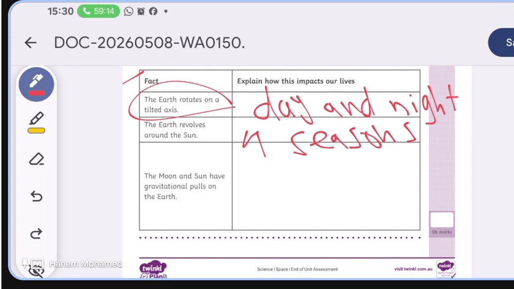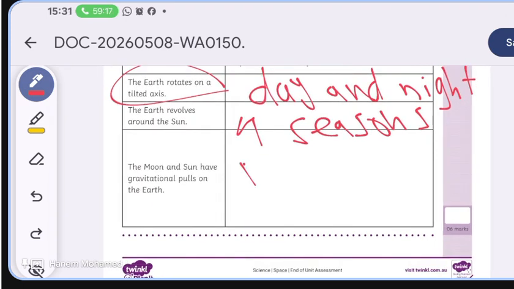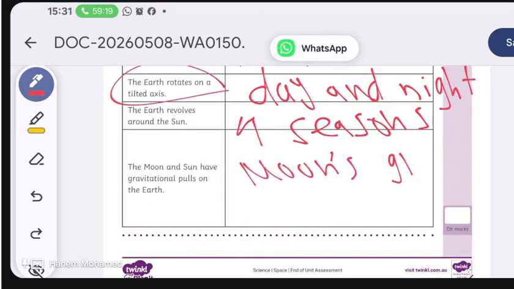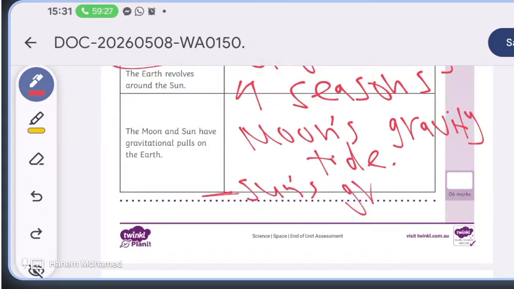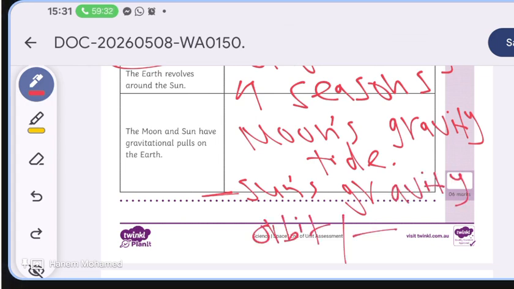So you can talk about many things. For the moon's gravity, you can talk about the tide. For the sun's gravity, you can talk about the Earth being in a fixed orbit, the same day and night every day, the same 4 seasons, and so on. The same question that we answered. This exam is about the last units in every stage, like in year 3, 4, 5, and so on. So it is always talking about the solar system.